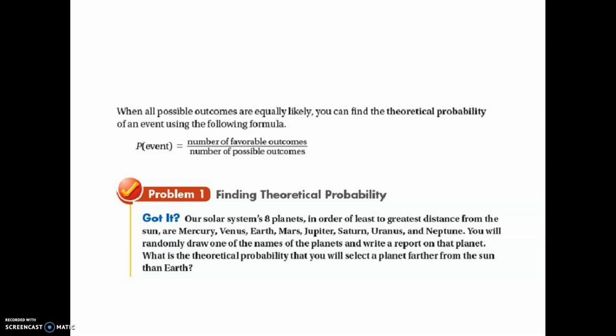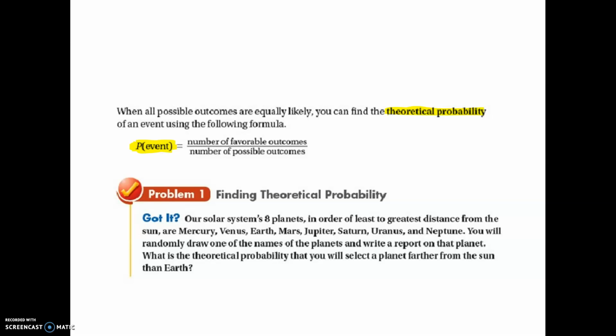So when we talk about all the possible outcomes that are equally likely, that's important, we can find the theoretical probability of that event using this formula. And when we find probability, we write it in this notation. So it's going to have the P in front, which stands for your probability. And then whatever event is that you're trying to find would go in the parentheses. And then our ratio would be the outcomes out of the total number possible.